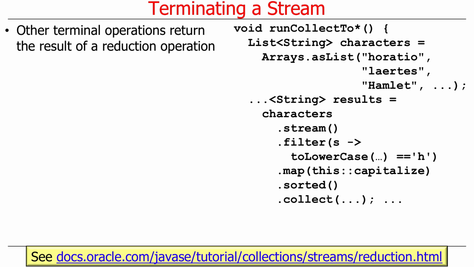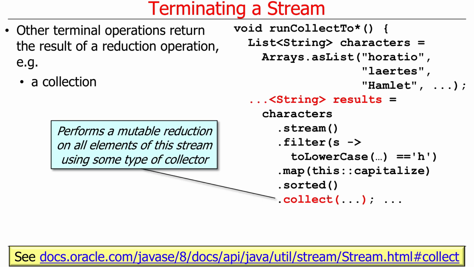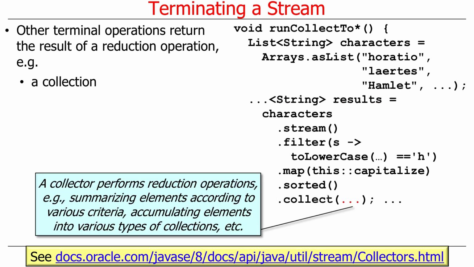The other terminal operations return the result of a reduction, and we'll talk about various of them. So for example, the collect method is used if you want to give back some kind of collection containing the results of what is in the stream. We'll talk more about collect shortly, but it performs a mutable reduction on all elements of the stream using some type of collector. What the heck does that mean, some type of collector? Well, a collector is basically a data structure that performs reductions. So it could accumulate the elements into various types of collections. It could summarize the elements according to different criteria, like what's the highest value, what's the lowest value, what's the average value, and so on and so forth.